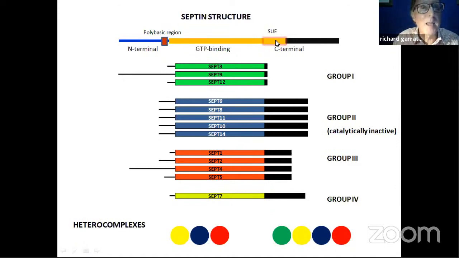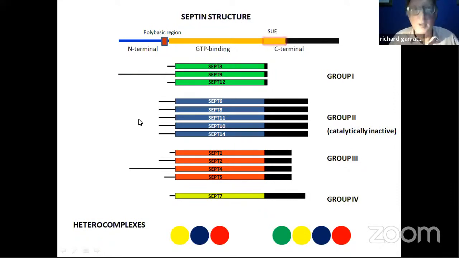It has a central domain, which binds the small molecule called GTP and can hydrolyze it to produce GDP. And it has a C-terminal domain, a third domain, here shown in black, which I will also be talking about a bit more in the future.